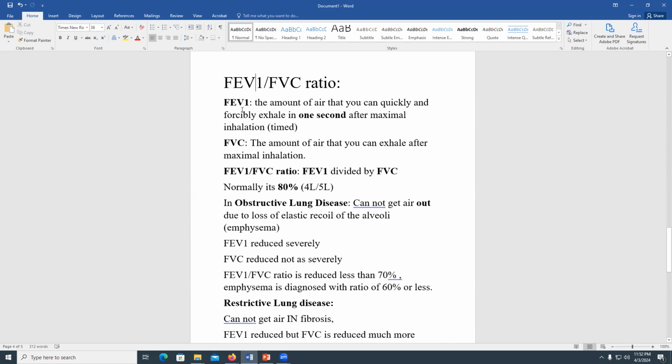So the patient will be asked to take a really deep breath that would include my tidal volume and inspiratory reserve volume, which is the inspiratory capacity.